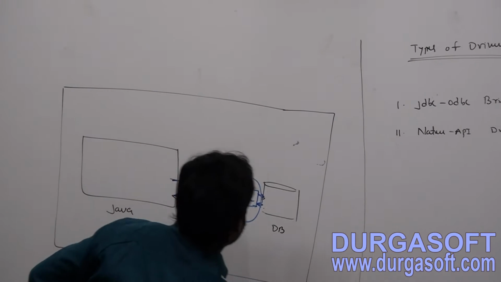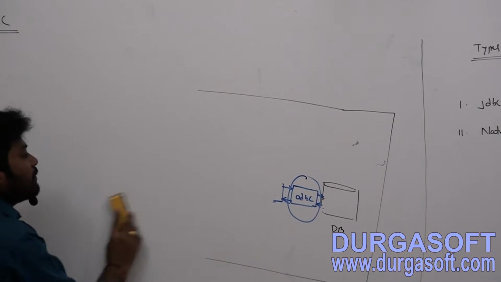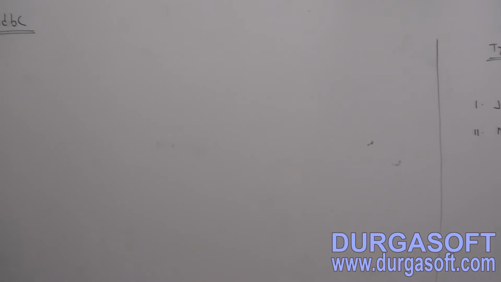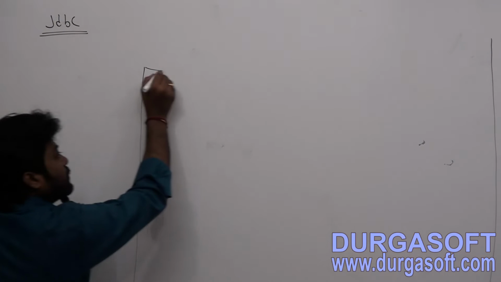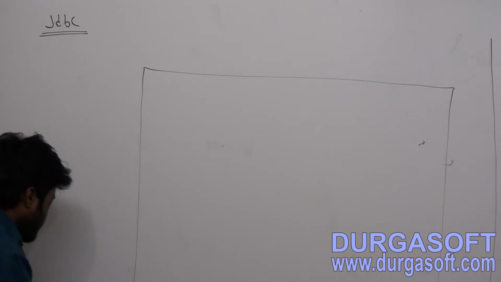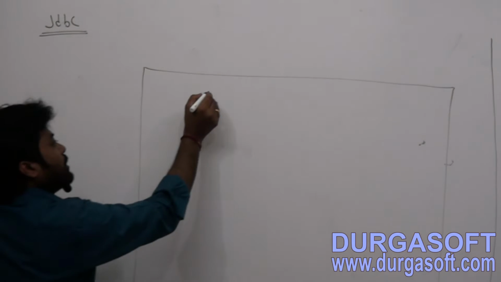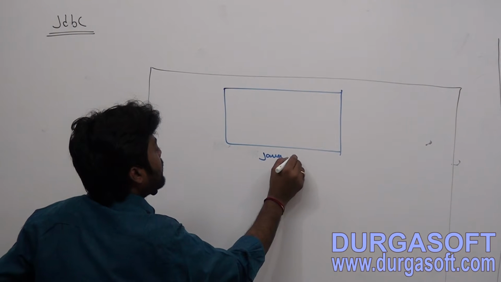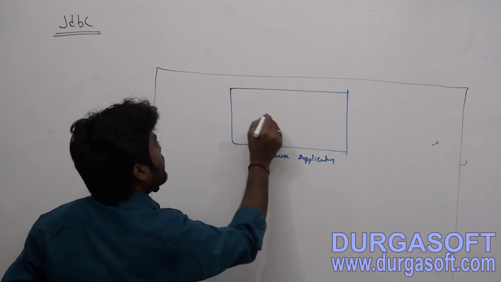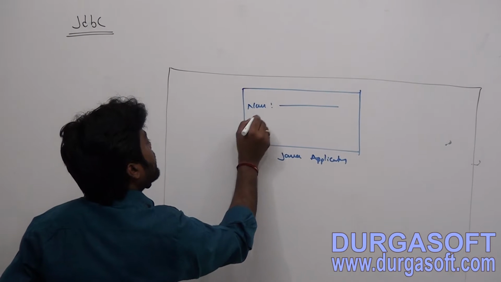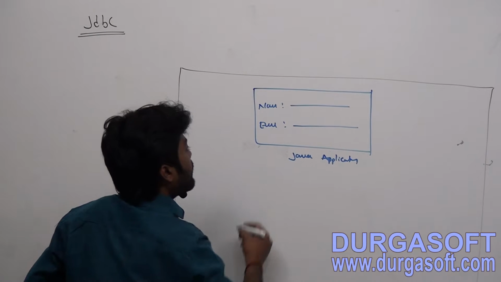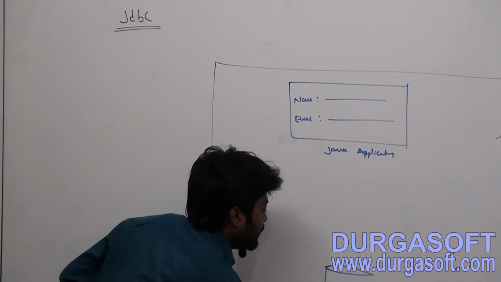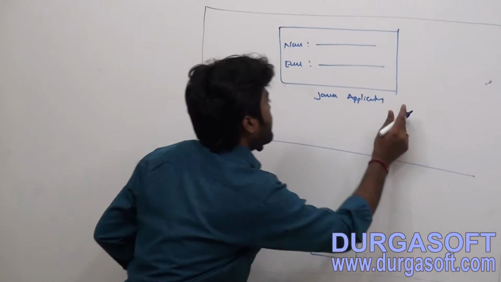When your Java application wants to talk with a database, in case of type 2 driver, if you have fields here, so these fields, if you want to store or retrieve any data from the database, in case of type 2 driver, your client application, this one is our client application.